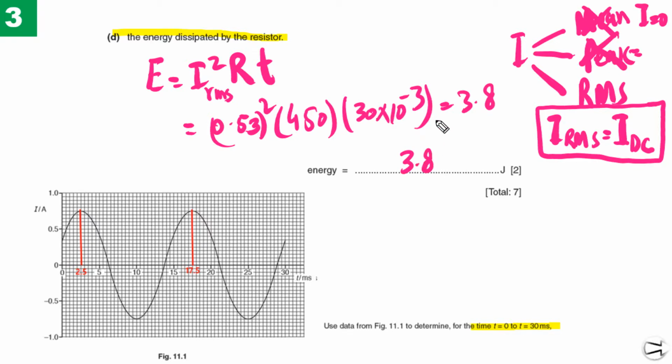The concept you need to understand from here is that I RMS you need to use when you need to calculate the power or energy dissipated by a resistor.